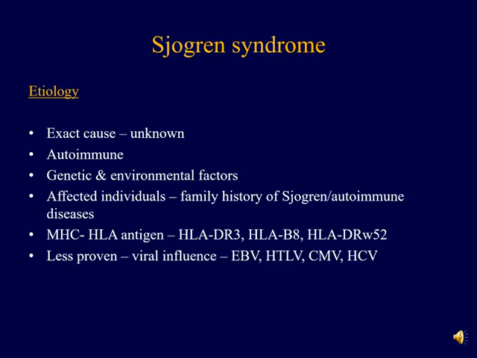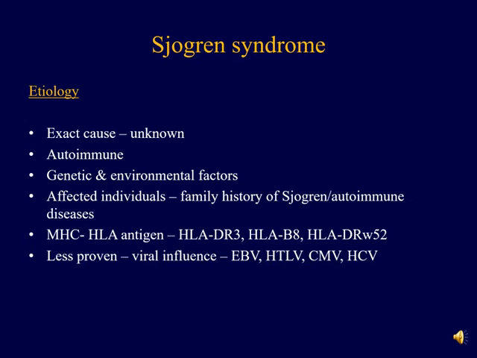Now coming to etiology, the exact cause is unknown. Basically, it's an autoimmune disorder where antibodies are produced against the body's own cells. Genetic and environmental factors play an important role. With respect to genetics, the affected individuals will have a family history of a person affected with Sjogren or any other autoimmune disease. This is basically due to the histocompatibility antigen, which is the HLA antigen.